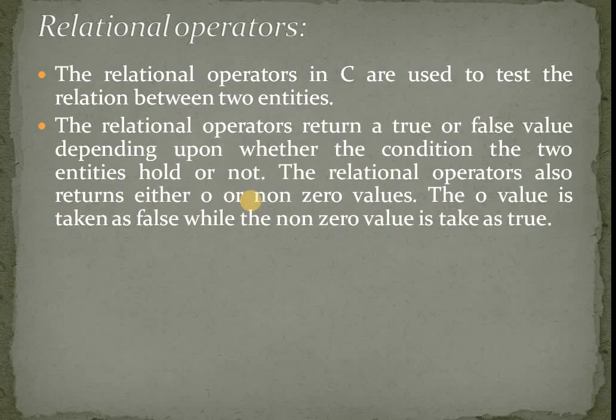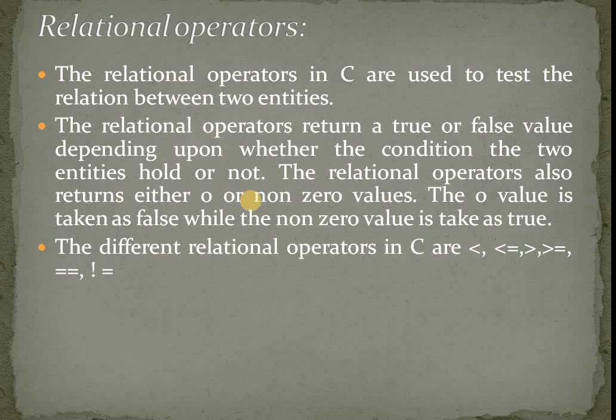The relational operators return a true or false value depending upon whether the condition between the two entities holds or not. The relational operators also return either 0 or non-zero values. The zero value is taken as false while the non-zero value is taken as true. The different relational operators in C are less than, less than or equal to, greater than, greater than or equal to, equal to, and not equal to.